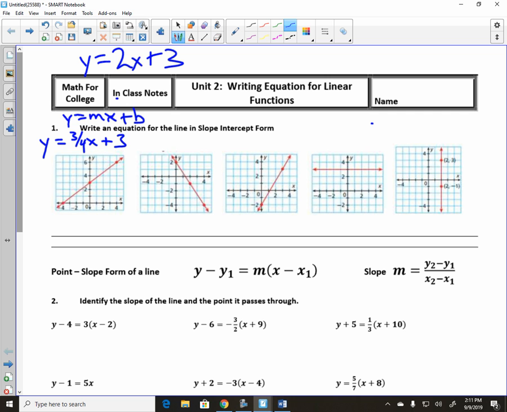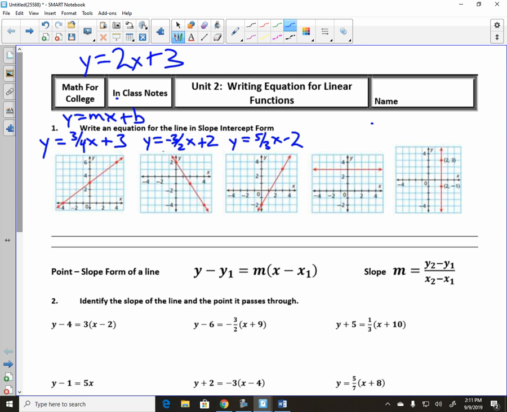The next one, y equals, the rise is -3, and the run is 2. So -3/2 x plus 2. Do the next one on your own. I got y equals 5/3 x minus 2.